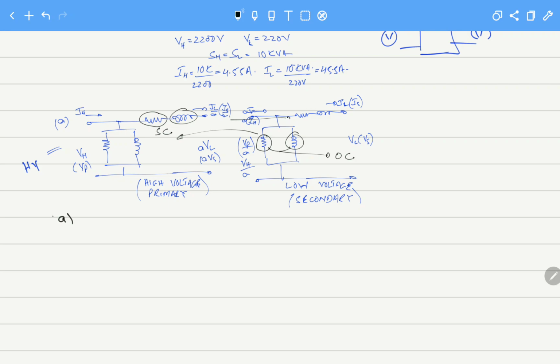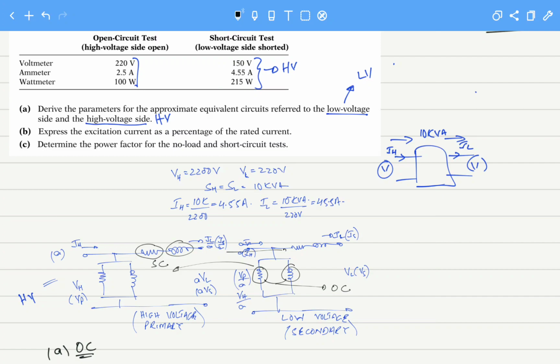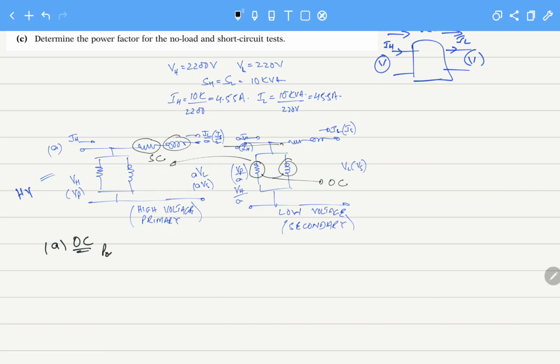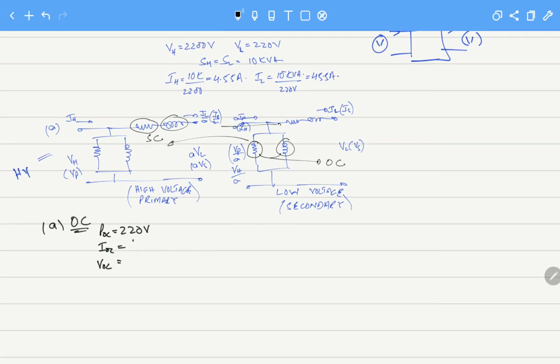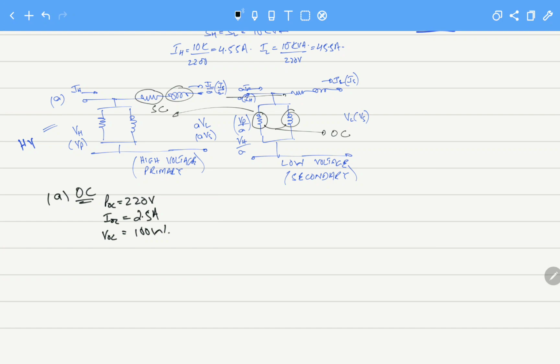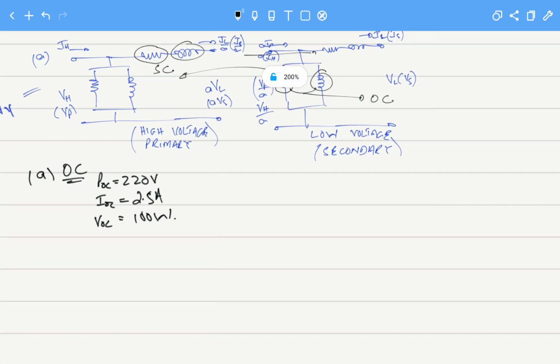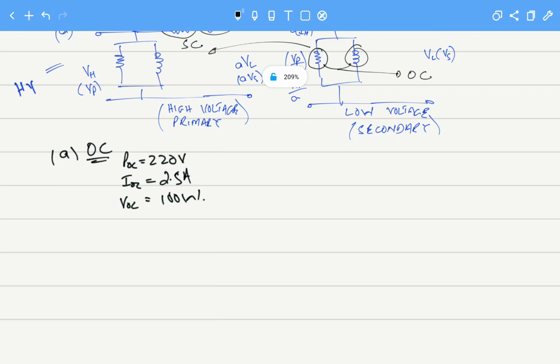So let's calculate now the parameters which we can calculate from the open circuit test. They have given us the power. This is the open circuit test. Here we have VOC equals 220 volts, IOC equals 2.5 amperes, and POC equals 100 watts. As I've mentioned, there are two methods through which we can calculate this. Let's look at the first method that is similar to what was practiced in the lab.